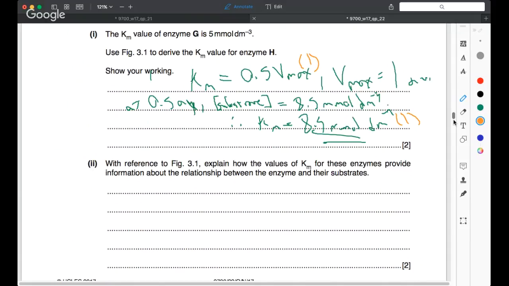You can go on to say that enzyme G needs a smaller concentration to reach the maximum velocity, or enzyme G is more likely to saturate with the substrate. Saturate? Yeah. Saturate means that all of the active sites are filled. Okay.